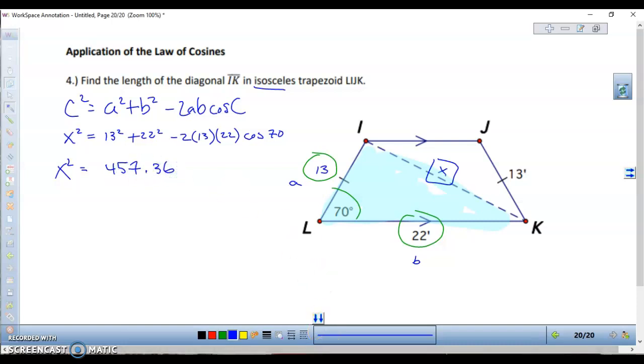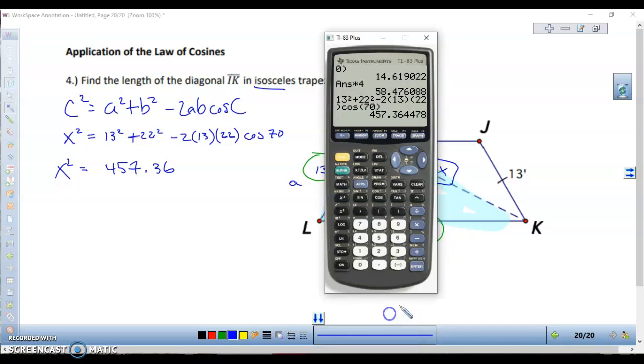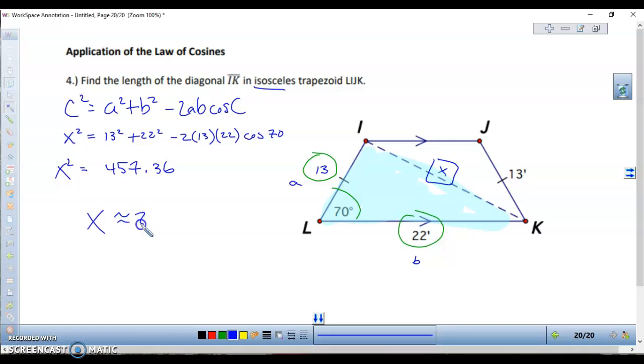And now I'm just going to square root that because I don't want x squared, I want x. So let me square root that answer. And I get that x is around 21.4. And in this case, it would be feet. One little dash there is feet. And just see if it makes sense, you know, across from 70. Yeah, it makes sense relative to these other numbers.